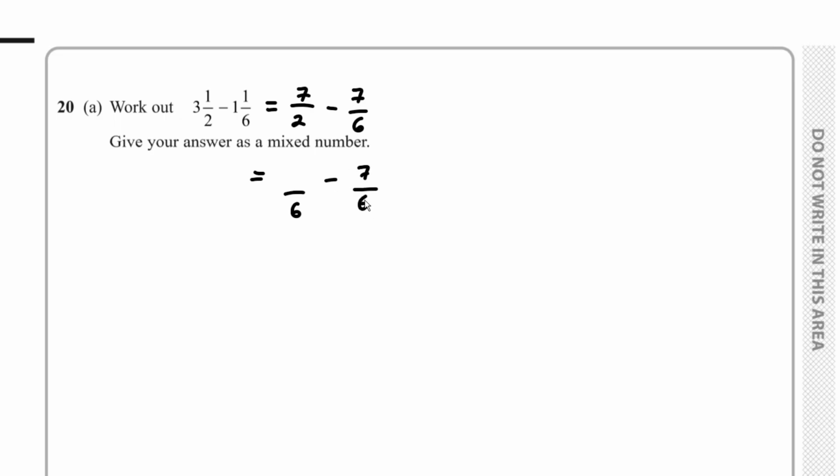The 7 over 6 I can keep as it is. Now 7 over 2, that is equivalent to 21 over 6. So I've got 21 over 6, subtract 7 over 6, which is 14 over 6. 6 goes into 14 2 whole times, and what's left over is 2. So I've got 2 and 2 sixths. 2 sixths I can simplify to 1/3. So I've got 2 and 1/3.